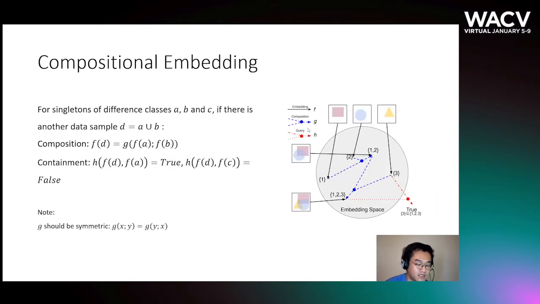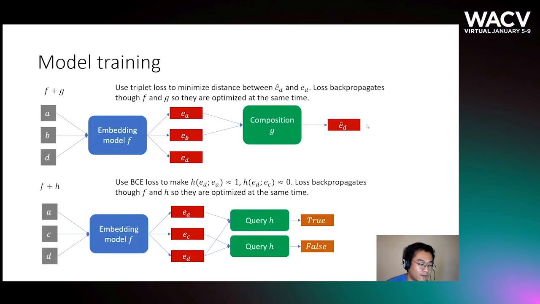Here's a schematic that shows how our compositional embedding works. We propose two functions, composition function G and query function H. G will compute the compositional embedding of a data sample which contains multiple singletons, and query function H will answer whether a singleton is contained in a composite sample. During training, we let the loss backpropagate through the embedding model and the composition model at the same time, so they are optimized at the same time.